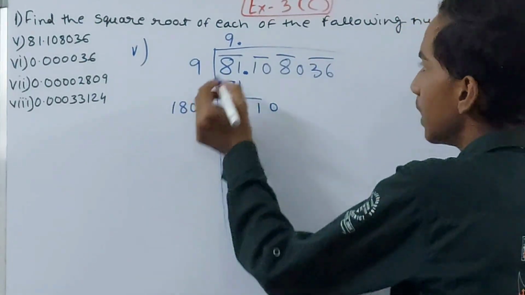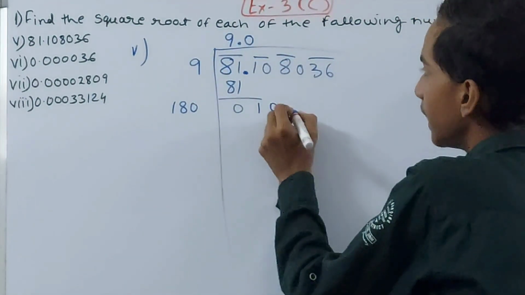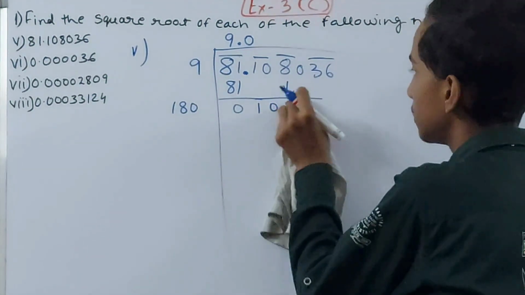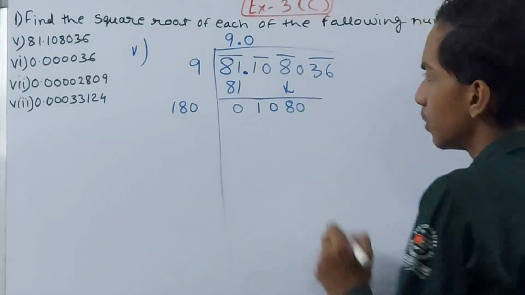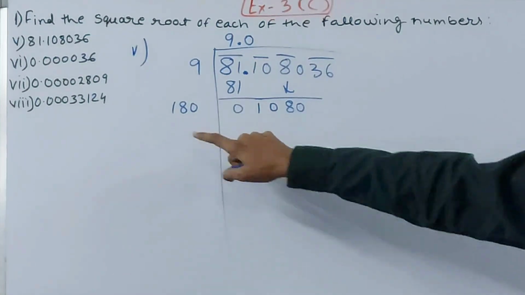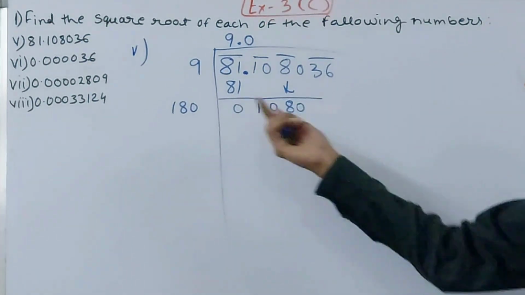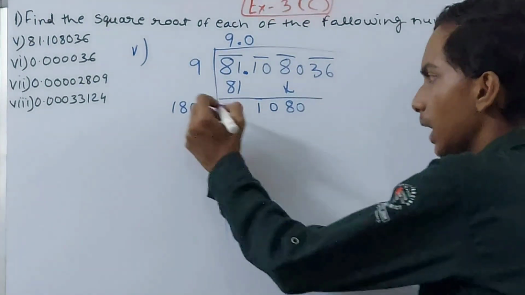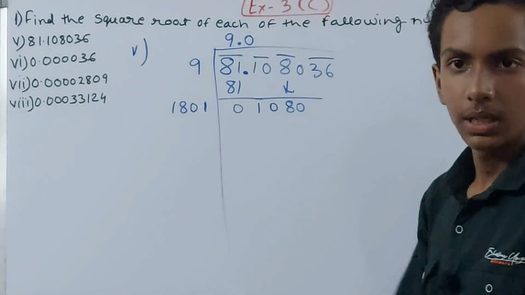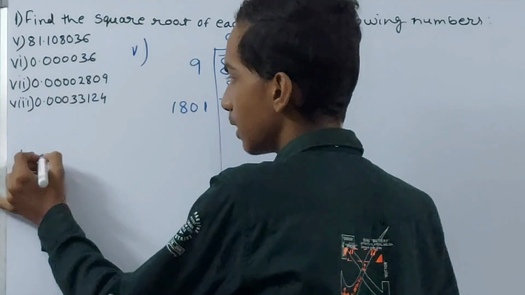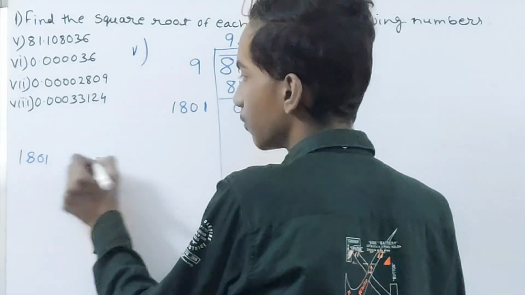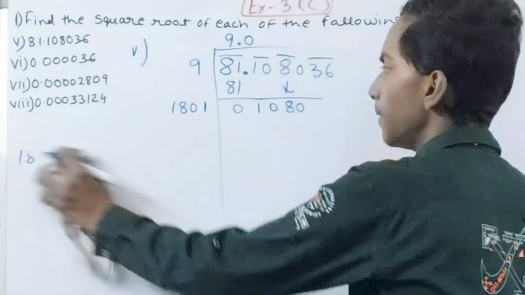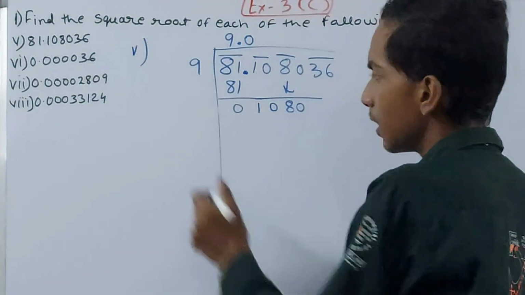Let's put a 0 here, let's put a 0 over here, and let's bring down the next pair. 80. Sorry, so this is 1080, and we have 180 over here. Now again, see 1080 and 180, and 1801. You can see if I take even 1, the smallest number, we have 1801 here and we have 1080 there. So of course this is going to be greater than that, so we cannot take 1. Therefore what will we do? Simply, 180 we already have.